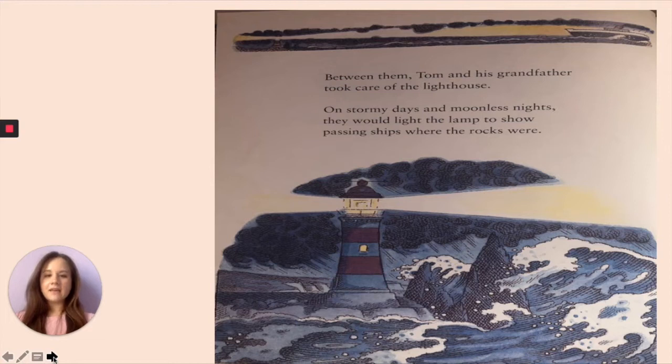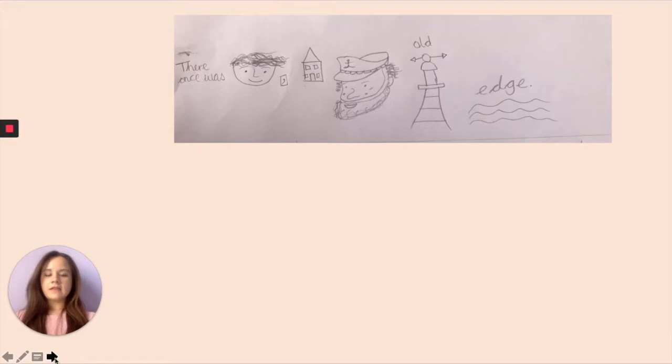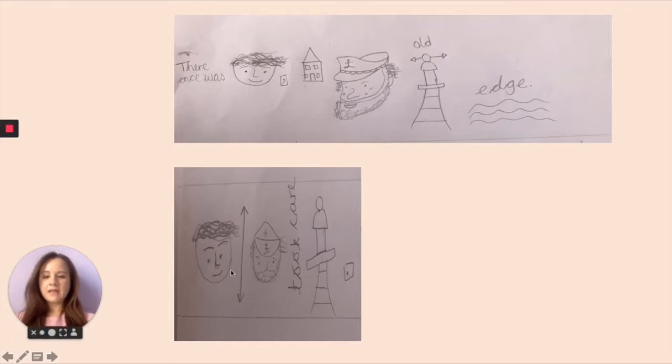Now today we are going on to the next page of the book. Between them, Tom and his grandfather took care of the lighthouse. On stormy days and moonless nights, they would light the lamp to show passing ships where the rocks were. So this is the first part of our story map, and now we are going to draw the second part for the next page. Between them, so I've drawn an arrow between them, Tom and his granddad took care of the lighthouse. Full stop. Now can you draw the rest of the page?